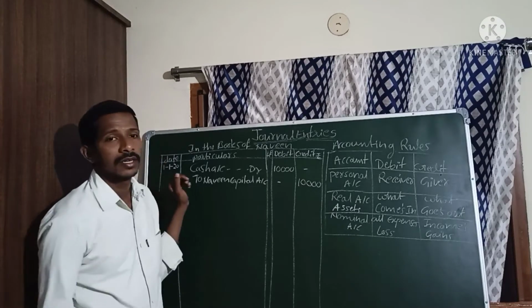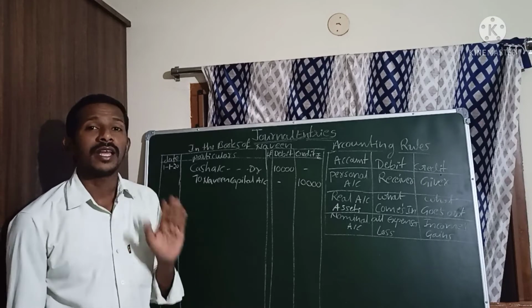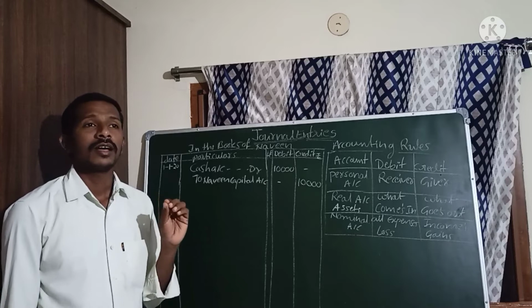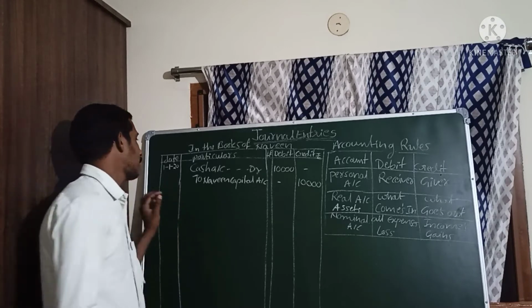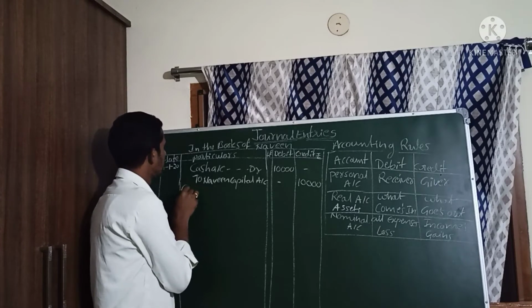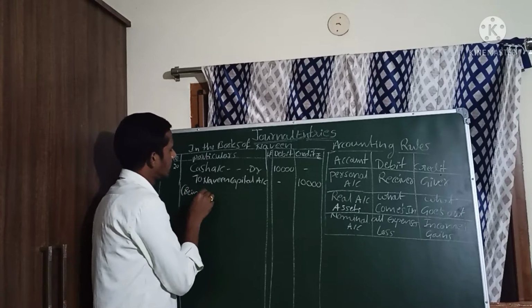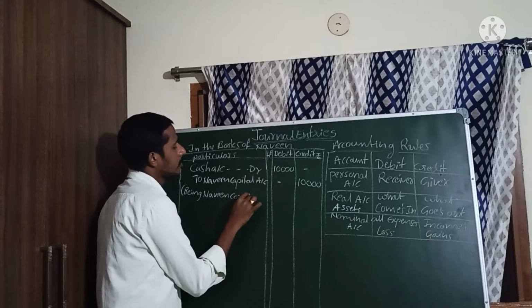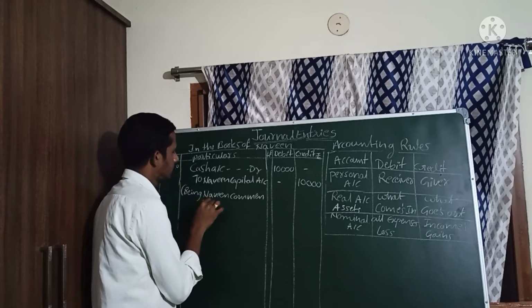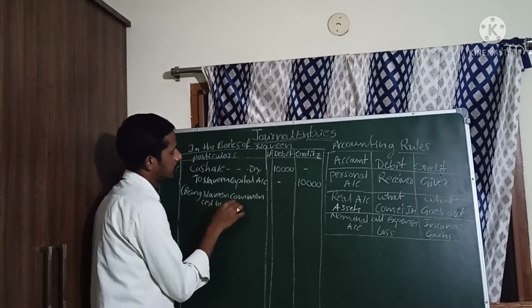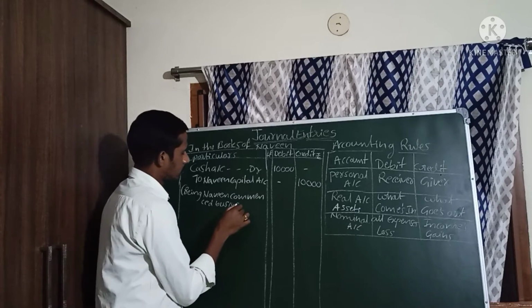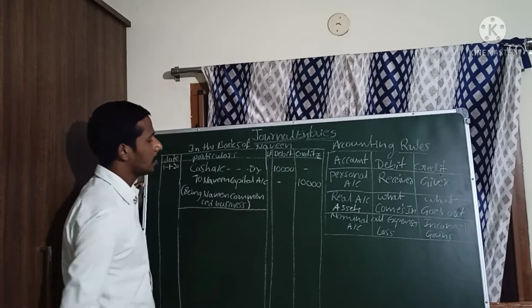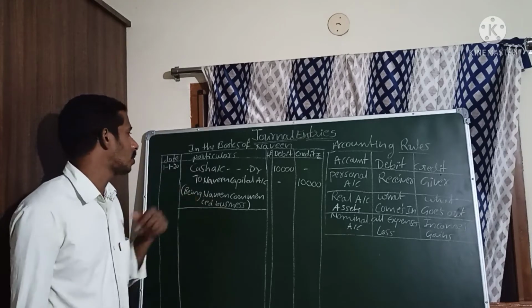After writing this entry, you have to write down the narration. Narration means explanation of the entry. Why are we writing the above entry? Because Naveen started business, the commencement of the business. So here I am writing, being. You should start with being. Being Naveen commenced business. Or business commenced by Naveen. Or Naveen started a business. You can write in a different way. We have to give an explanation.